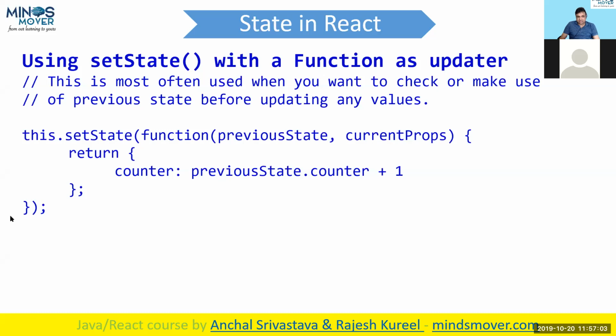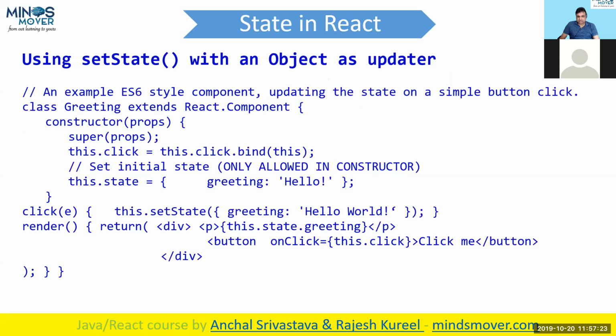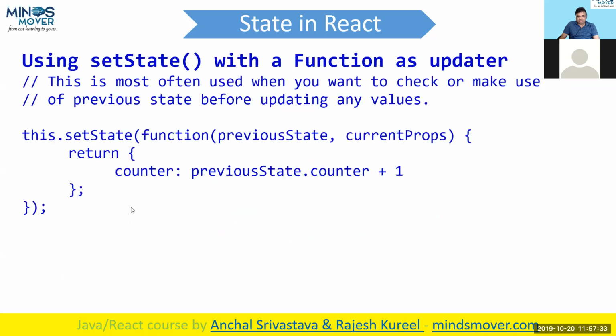So whenever this code is called, whatever the previous counter was, it will be incremented by one. Okay. So this is how we do the update when we want to use the previous state and then set the new state. And if we want to just set the state directly, we can just call the setState method like this. So you can see the difference here: we just set the state directly, whereas here we set the state based upon the previous state. Okay. Any question on this?